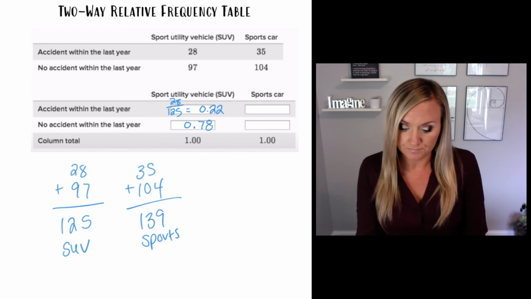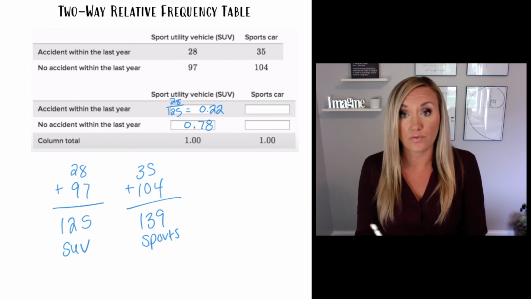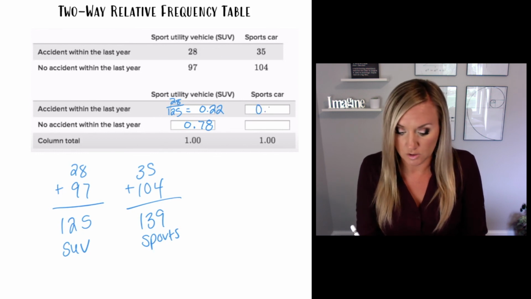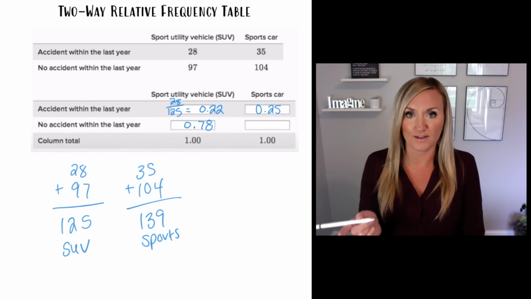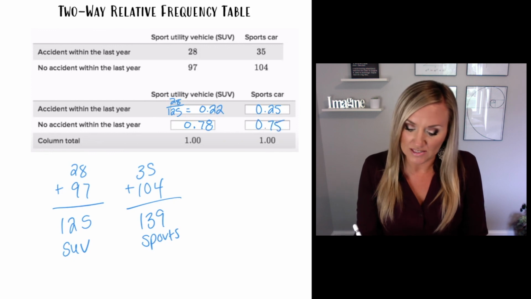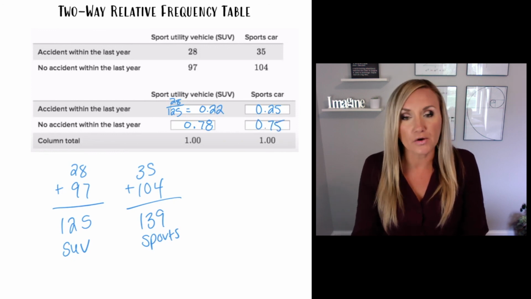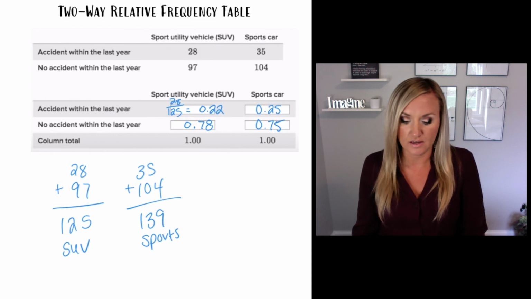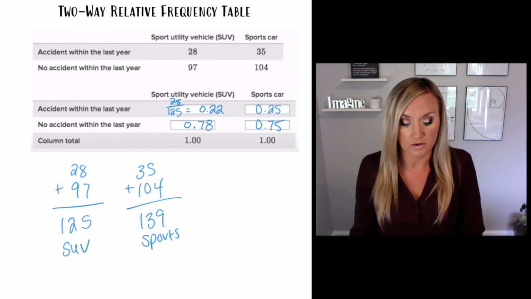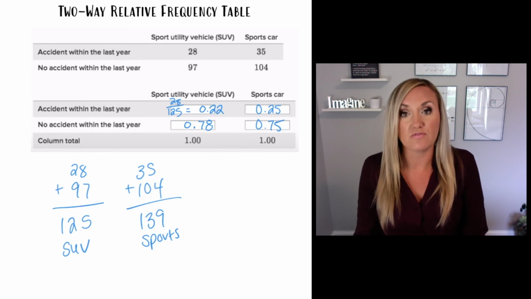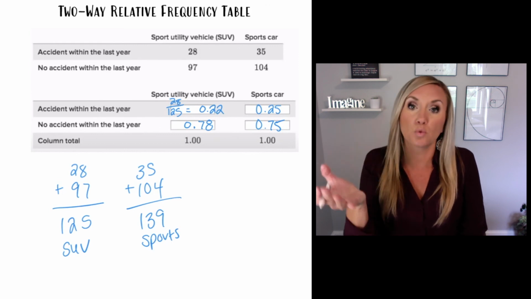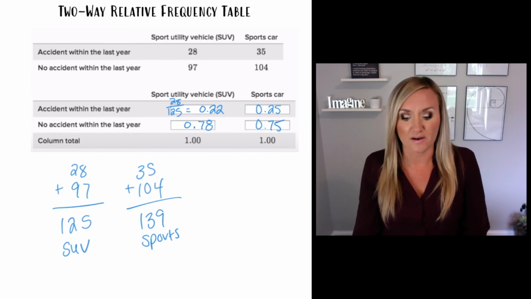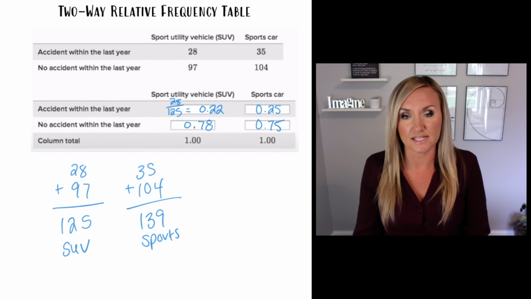Let's do the same with the sports cars. With the sports cars, we have 35 divided by the 139, which is going to give us 0.25. And then no accident within the last year is 104 divided by the 139, and that's going to give us 0.75. And then from there, you can analyze this data. If you drove a sports car, you had no accident within the last year, it's 75% chance that that's you. Accident within the last year and you had a sports car, it's 25% chance that that's you. So that's kind of a neat way to look at data using a relative frequency table.